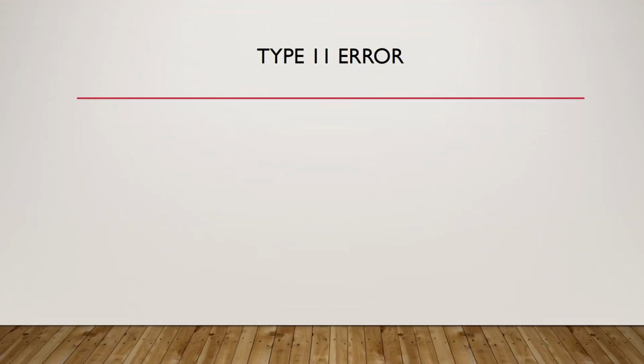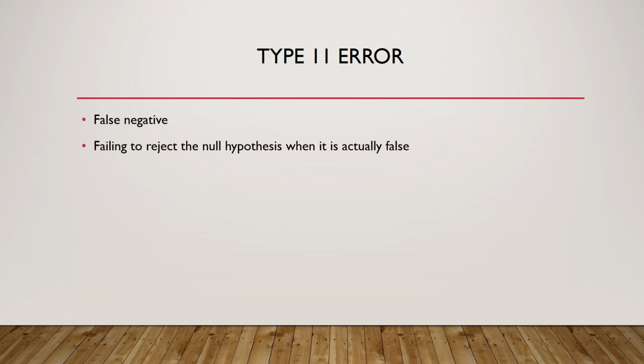What is a type 2 error? A type 2 error is also known as a false negative. This is failing to reject the null hypothesis when it is actually false. And an indicator for this in research articles will be the beta symbol.